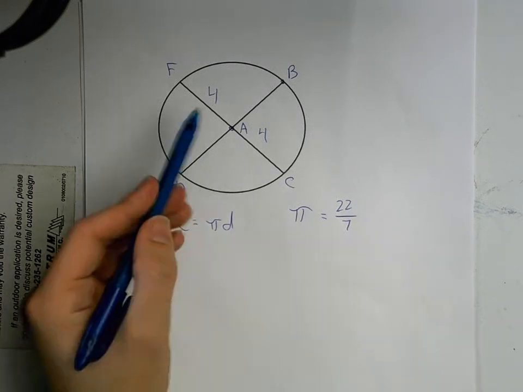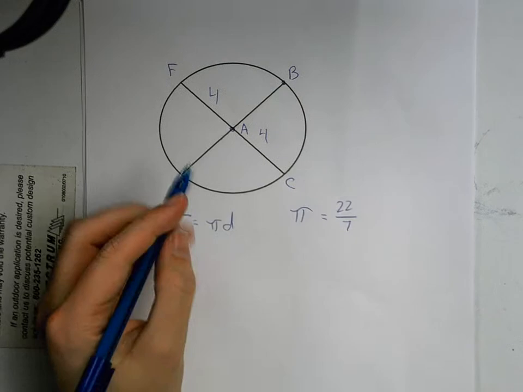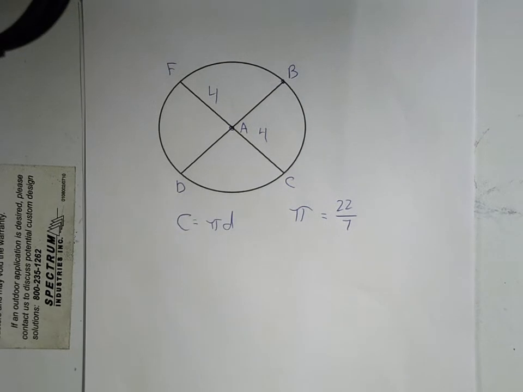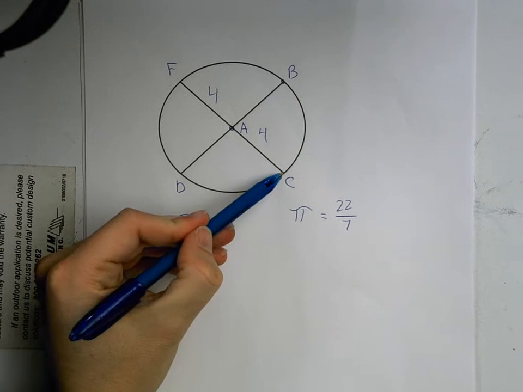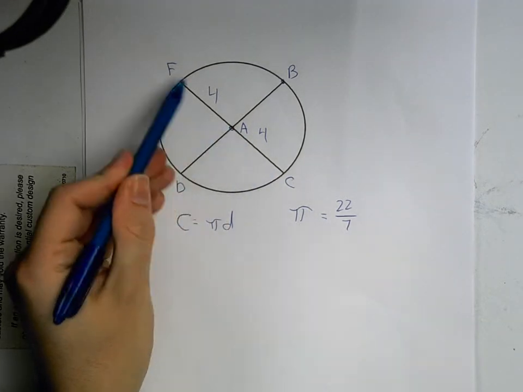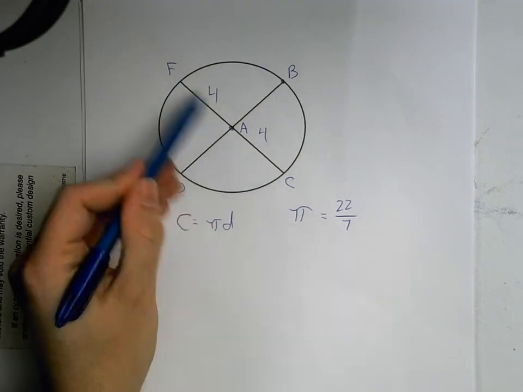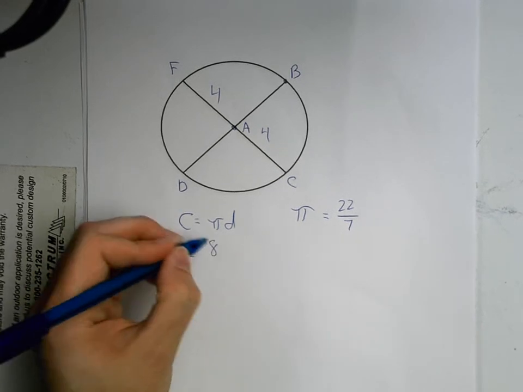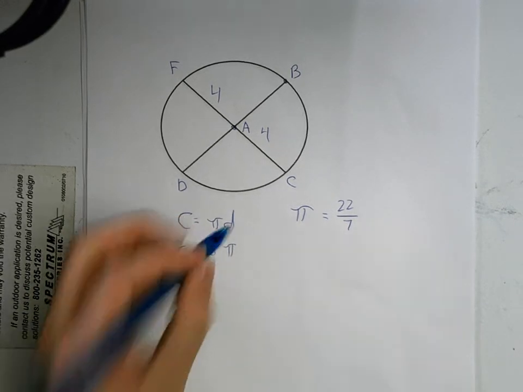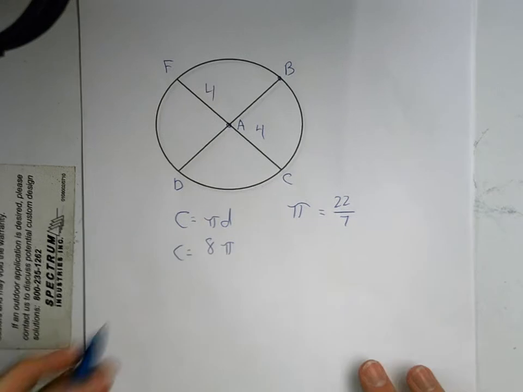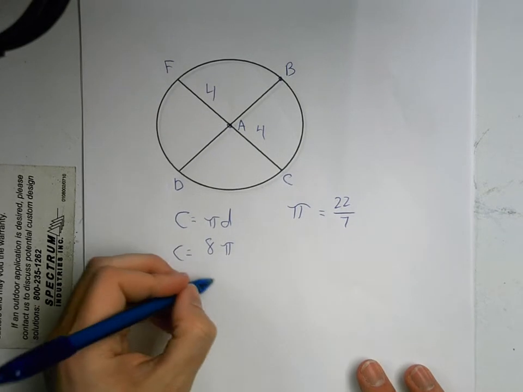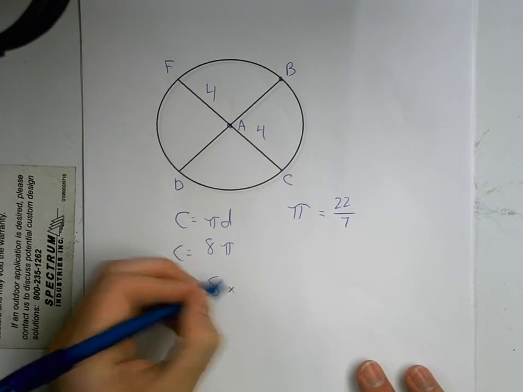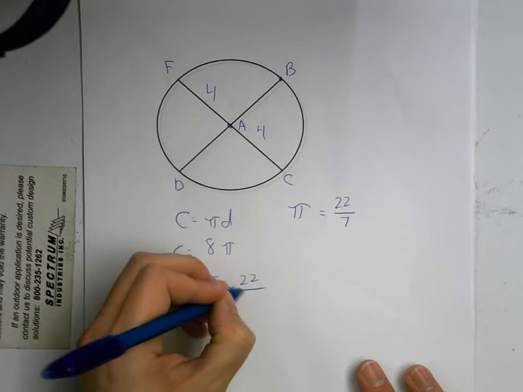So in this case, I have 4 and 4. So I know, what's my diameter again? My diameter is 8, because it's going from C all the way to F. There's 4 and then 4 more. So C equals 8 times pi. But my pi is going to be 22 sevenths. So C equals 8 times 22 over 7.